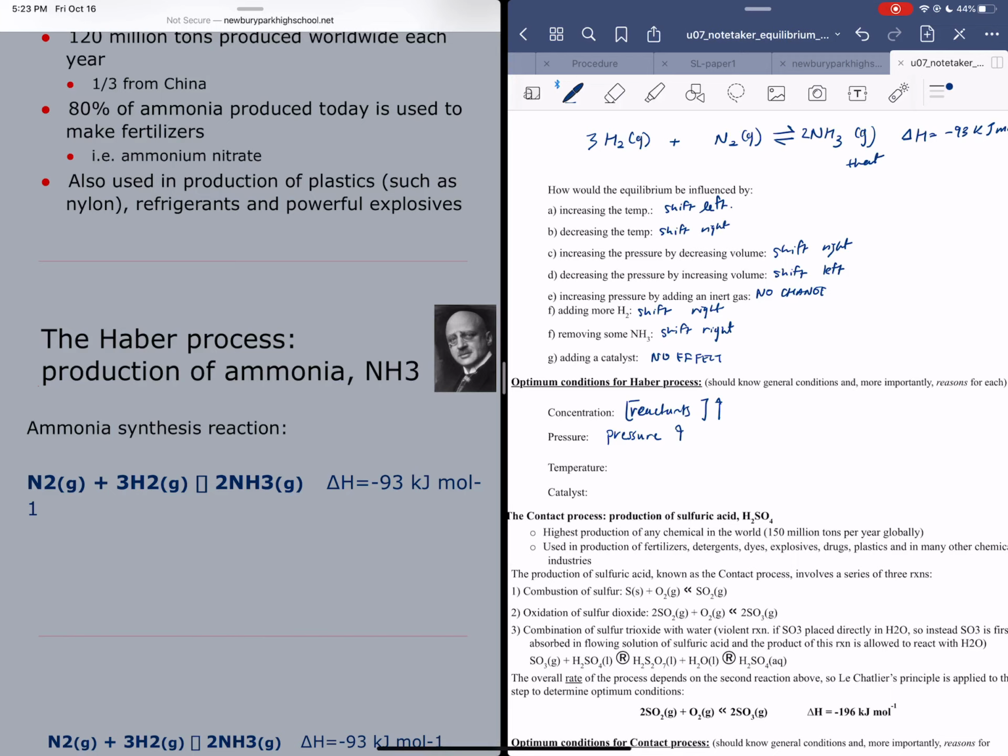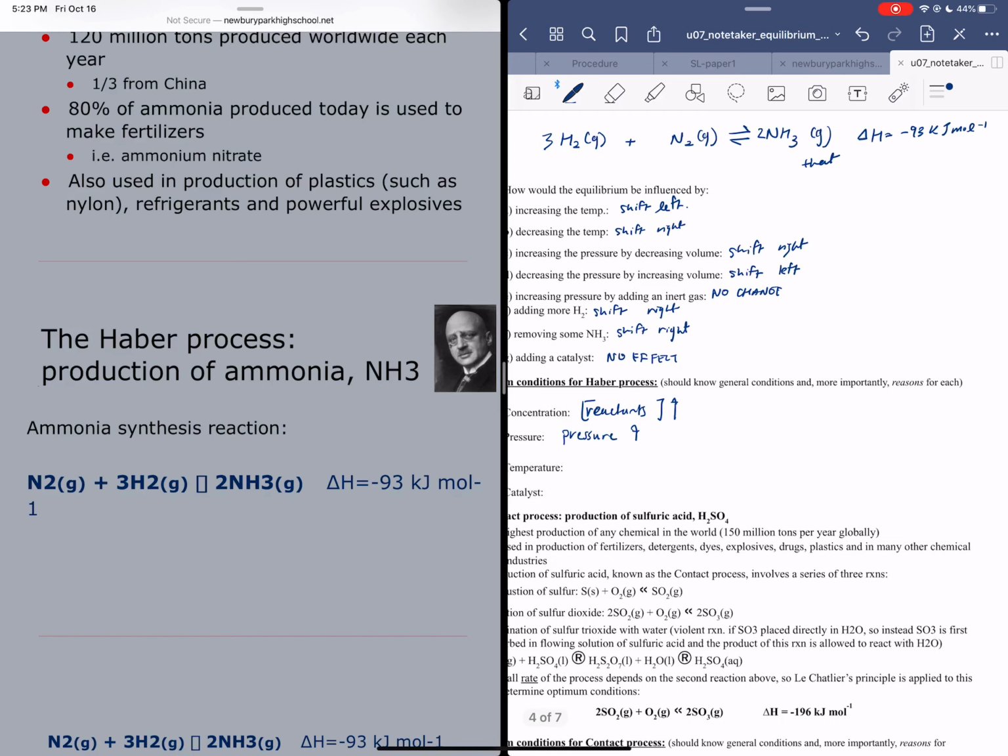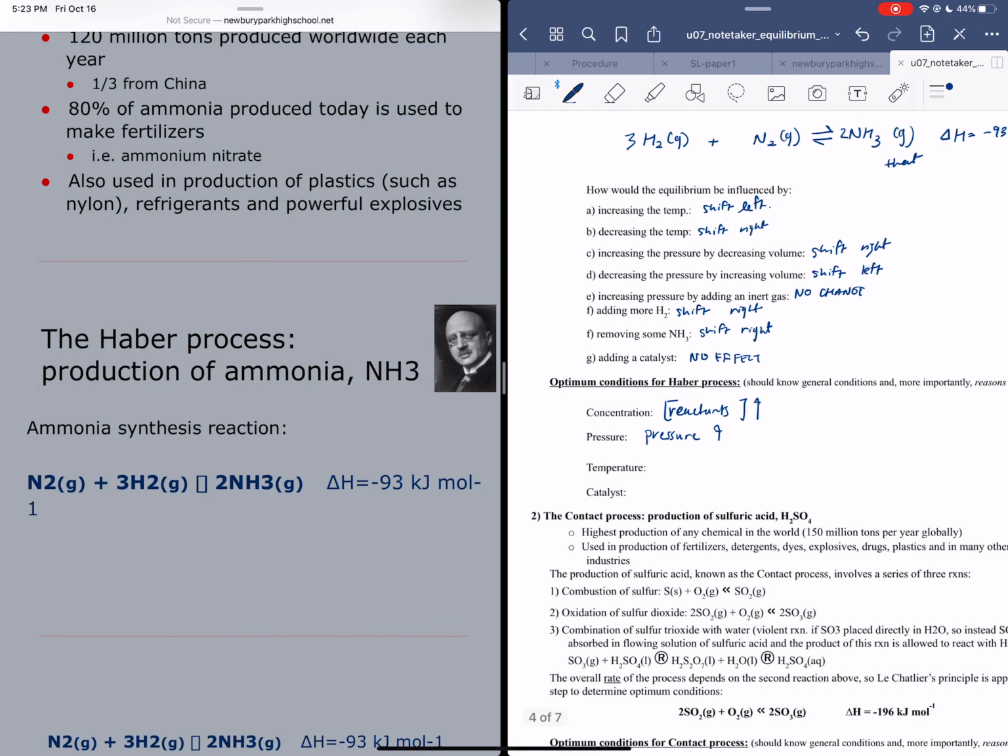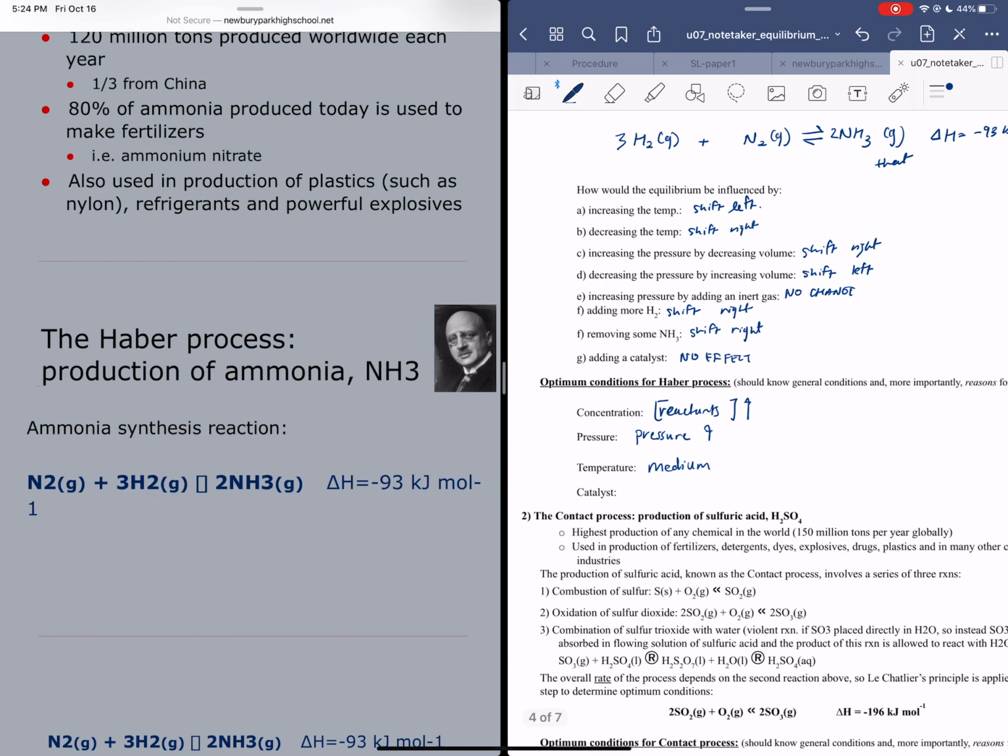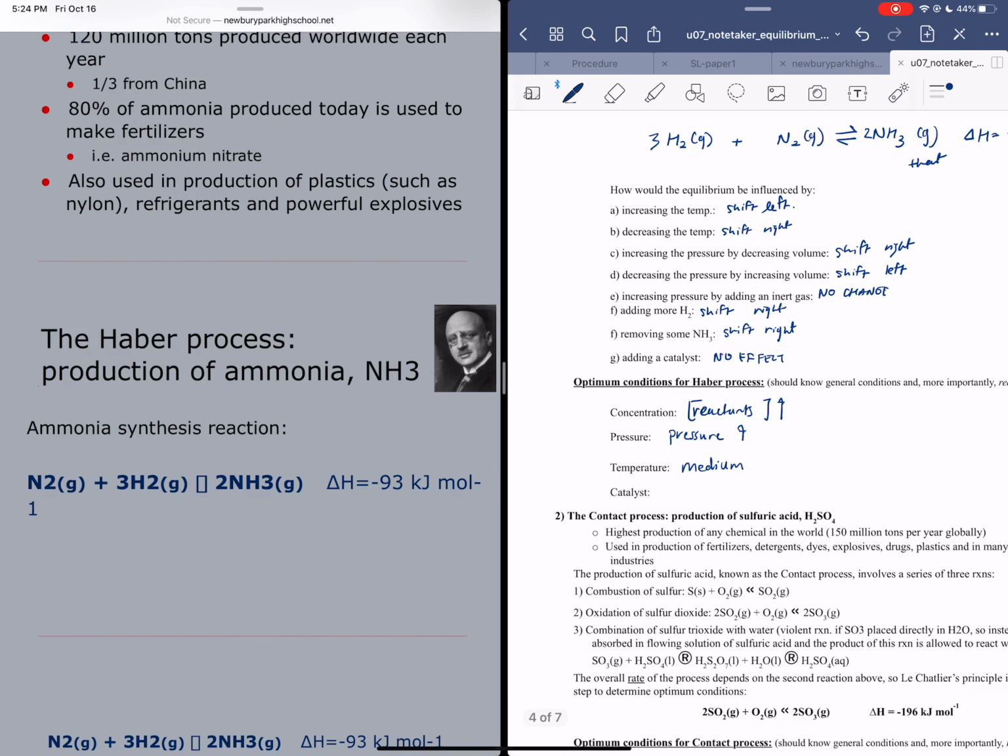Temperature: now this is a bit finicky because we want the temperature to be low to favor the product side, but if it's too low, then we also inhibit the movement of colliding particles, which in turn inhibits the rate of reaction. So we want to strike a relatively good medium. So let's say medium. And catalyst: the catalyst doesn't shift the equilibrium, but it makes sure that we reach it faster. Typically we use an iron(III) catalyst.